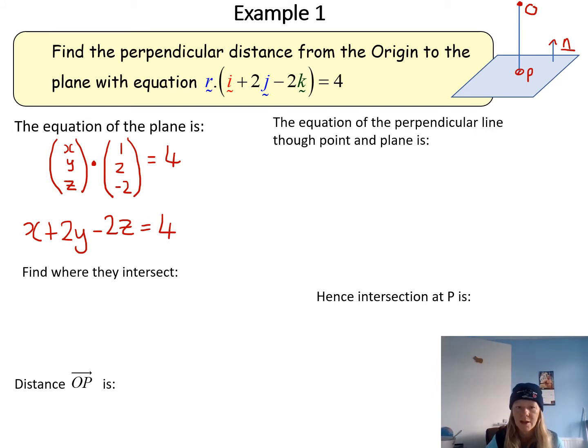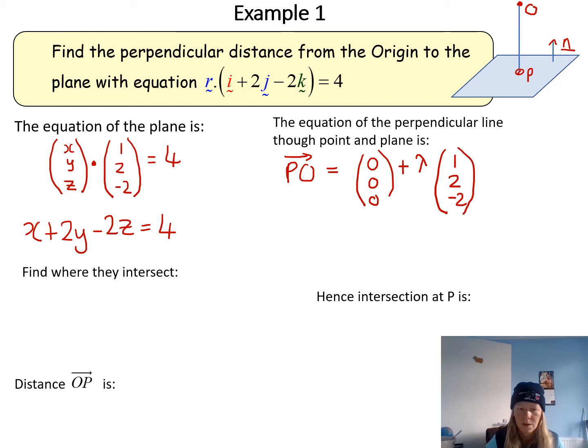Right, so our n value is that. So the equation of this line of P to O, or O to P, well, let's do P to O because it has the same n direction. So the equation of P to O can equal a point on the line, which we know is 0, 0, 0, plus some scalar of the direction, which is the same as this one here, 1, 2, minus 2. Lovely. Right, now we need to know, when does this line hit this plane?